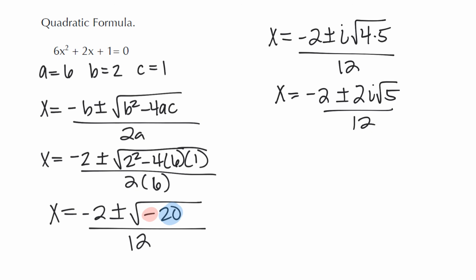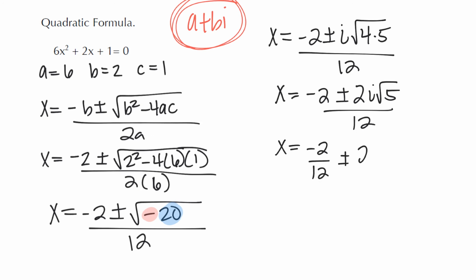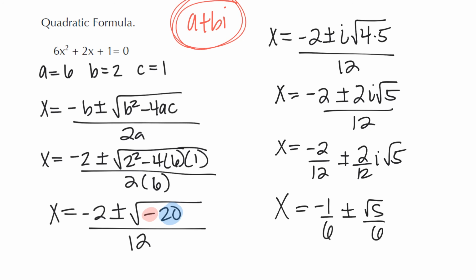No, remember that our imaginary solutions have to be written in the a plus bi form. That is non-negotiable, so we need to break this apart and then simplify. So I have -2 over 12 plus or minus 2 over 12 i square root of 5. And we have x is equal to -1 over 6 plus or minus the square root of 5 over 6 i. So we can put that i last in that fraction. Just make sure that it doesn't look like it's under the square root. And that would be our final answer.